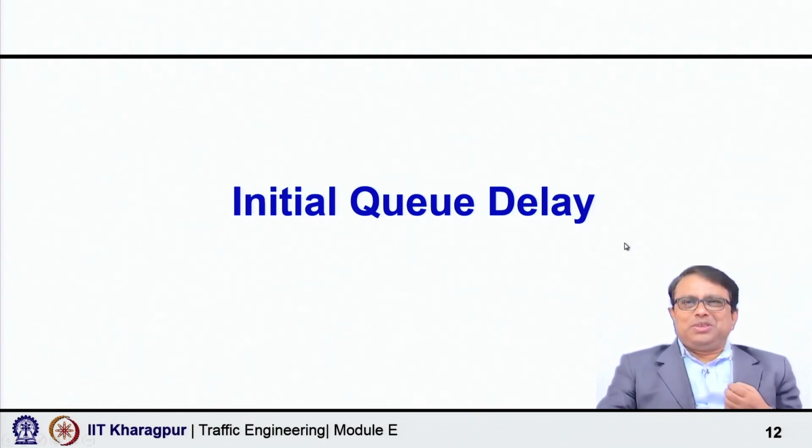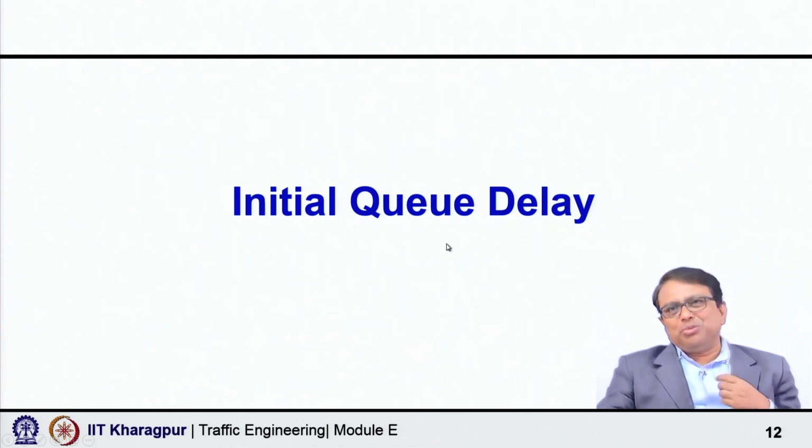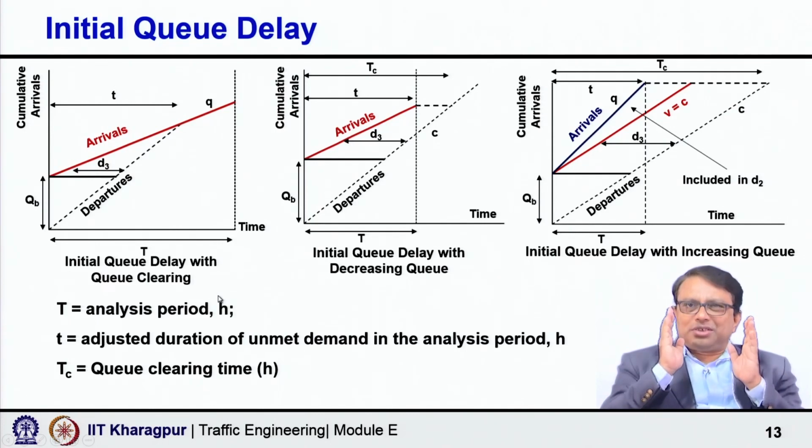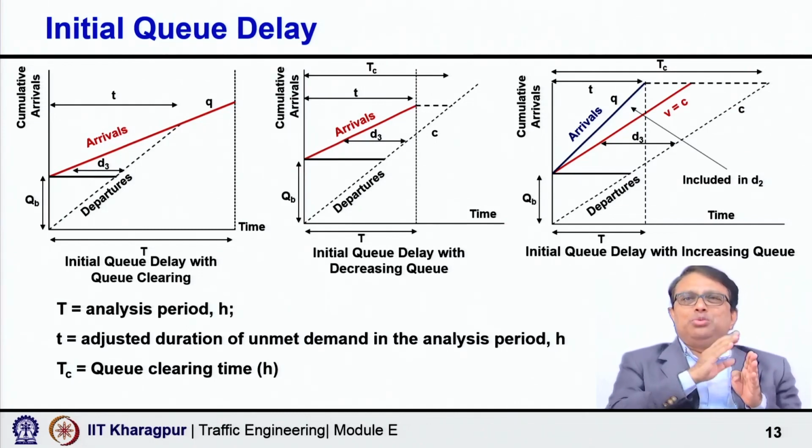Now, coming back to a little bit more analysis and discussion about the initial Q delay. We talked about the Qs, but the initial Q delay part we have not discussed in detail. Initial Q delay means that when we are starting our analysis, at the beginning of our analysis period, there is already a Q, and that is shown here as Q b.